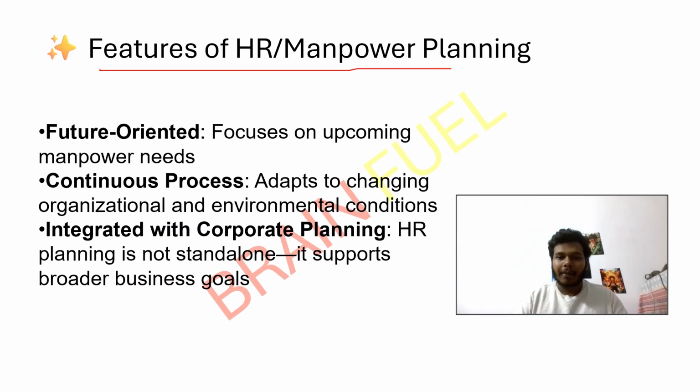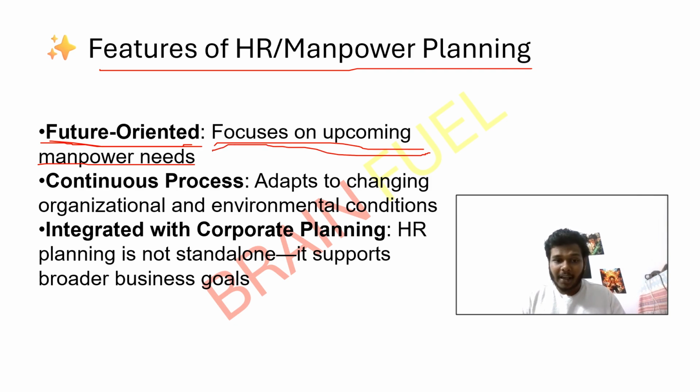Features of HR manpower planning. Future oriented. Focuses on upcoming manpower needs. Here we take an example of a company which makes sweaters. How will HR plan for the future? They will start making sweaters and hire more laborers, like manpower needs for the upcoming winter season. They will pile up the stocks and sell them in the winter season when there is a high demand.